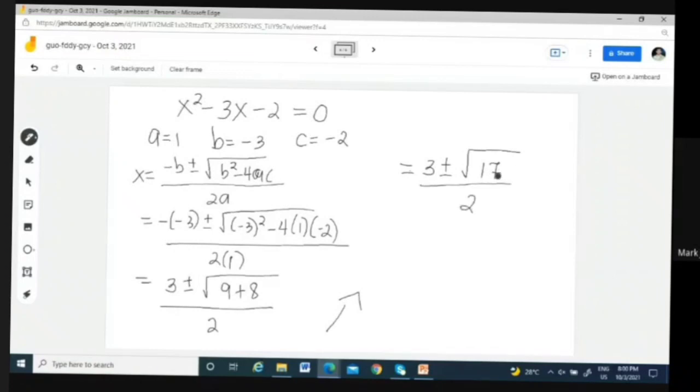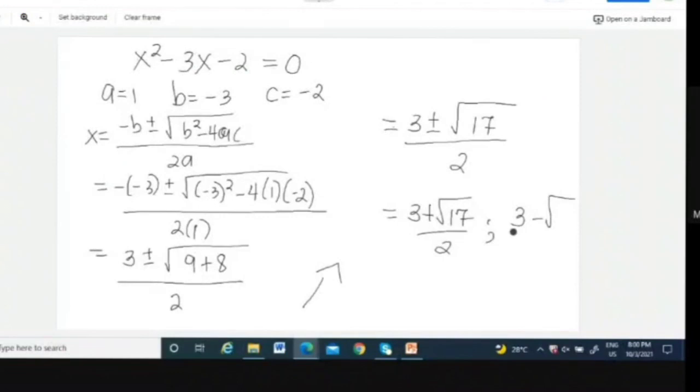Since 17 is not a perfect square, all you have to do is separate the positive and the negative sign. So the roots are 3 plus square root of 17 all over 2, comma, 3 minus square root of 17 all over 2.